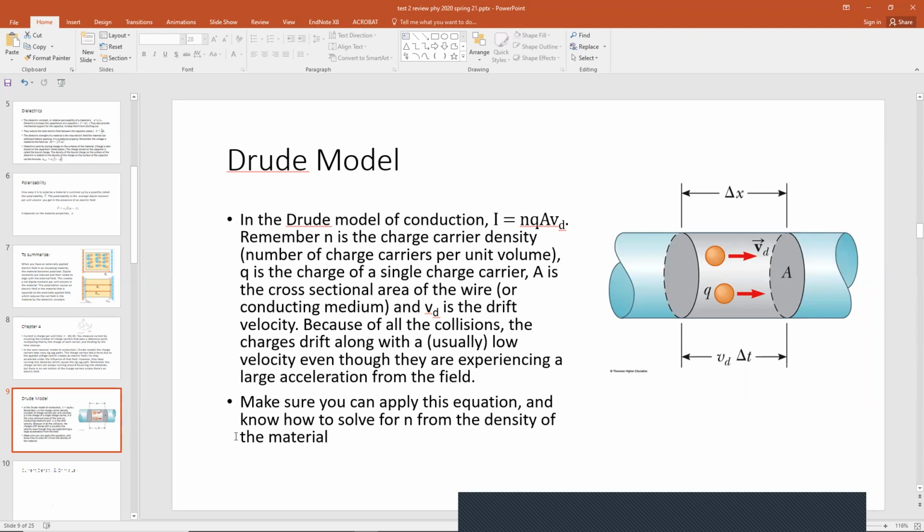Okay, make sure that you can apply this equation, make sure that you know how to solve for N from the density of the material. We did this in some example problems in class and also on the homework.